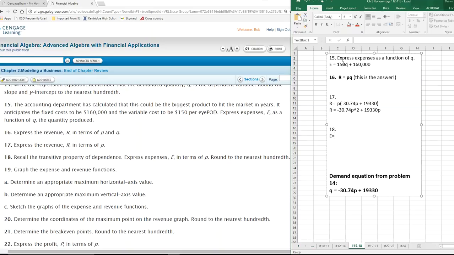Our expense equation, we can do the same thing. Up here, in our expense equation, we have a Q. Our demand becomes the Q, all right? Becomes the quantity. So our expense equation is equal to 150 times negative 30.74 P plus 19,330, and plus our fixed expenses of $160,000.